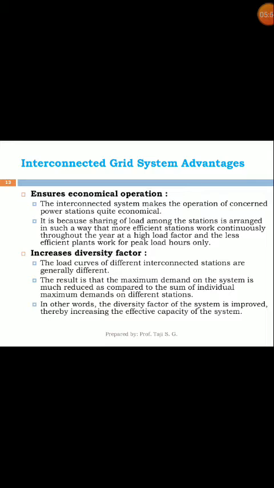Increased diversity factor. The load curves of different interconnected stations are generally different. The result is that the maximum demand on the system is much reduced as compared to the sum of individual maximum demands on the different stations. In other words, the diversity factor of the system is improved, thereby increasing the effective capacity of the system.